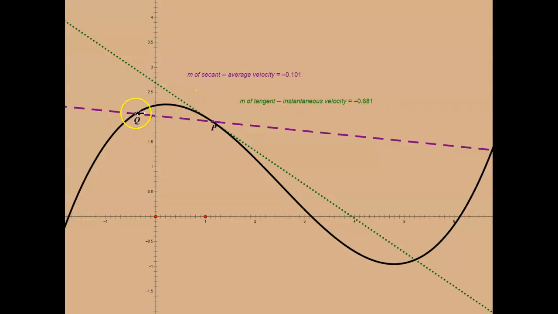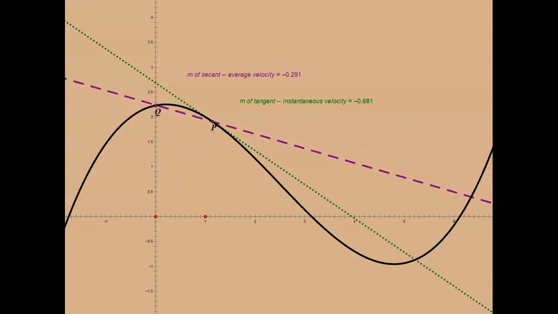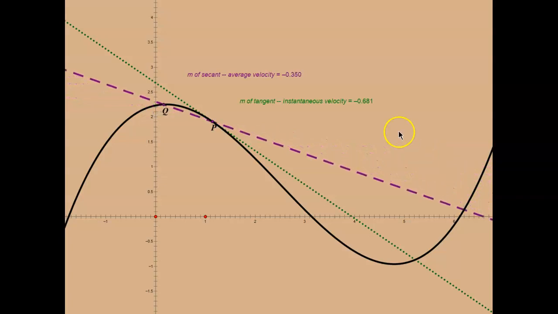But what I find is that if Q approaches P, and this time Q is on the left, so this would be approaching from the left. Sometimes it's said below, and we mean below is in terms of the x values. So as Q approaches P from the left, we can see our slope is getting closer to the negative 0.681.